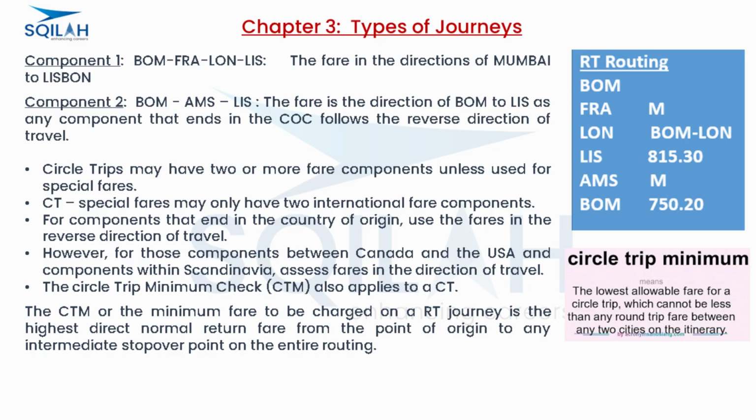For components that end in the country of origin, use the fares in the reverse direction of travel. However, for those components between Canada and the USA and components within Scandinavia, assess fares in the direction of travel. The circle trip minimum check, CTM, also applies to a CT. The CTM, or the minimum fare to be charged on a RT journey, is the highest direct normal return fare from the point of origin to any intermediate stopover point on the entire routing.